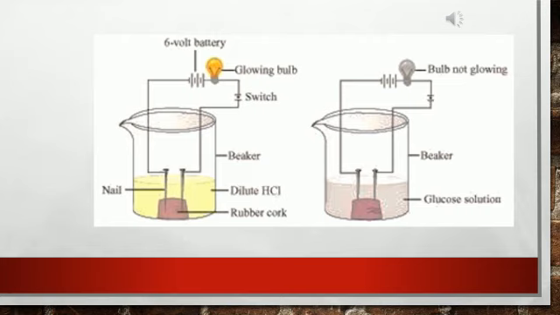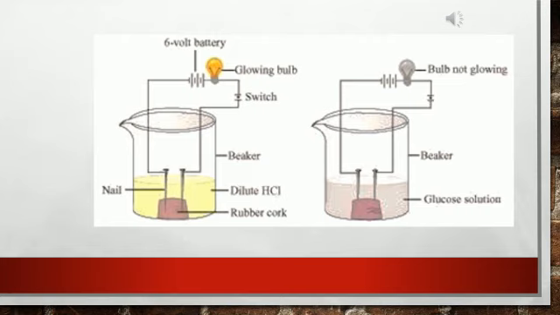So now pour some dilute hydrochloric acid in a beaker and switch the current on. The bulb will start glowing in the first case. This will indicate that hydrochloric acid which you have taken in the first beaker is conducting the electricity. The same experiment you can repeat with any other acid like H2SO4, sulfuric acid, or HNO3, that is nitric acid. All these solutions will be conducting electricity. In fact, all the acids conduct electricity.